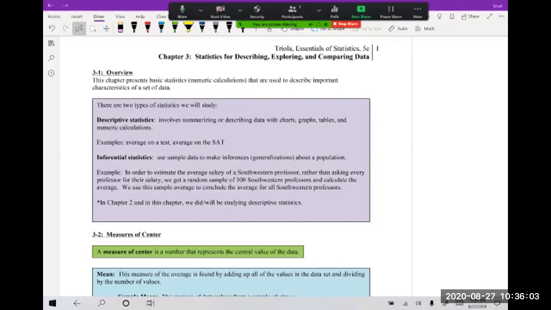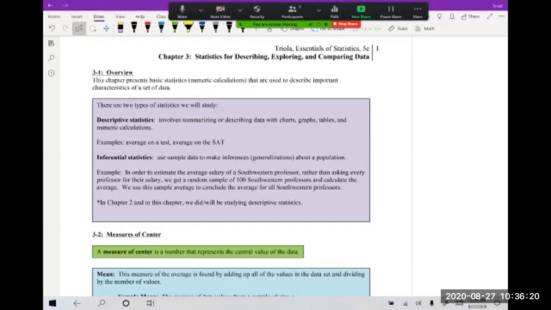Descriptive statistics, which involves summarizing or describing data with charts, graphs, tables, and numerical calculations, kind of like we've been doing in chapter 2. So examples are average on a test, average on an SAT. Inferential statistics is something we'll cover towards the end of the class or the second portion of the class.